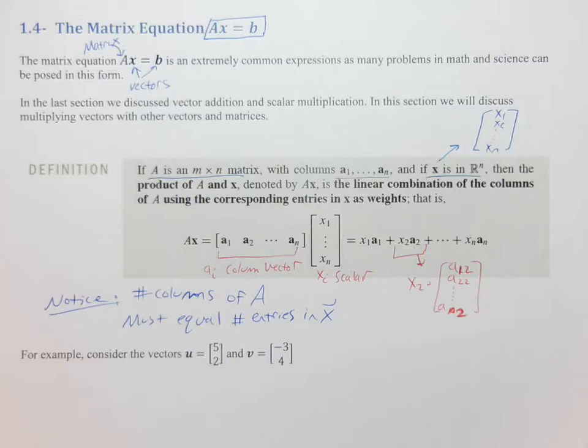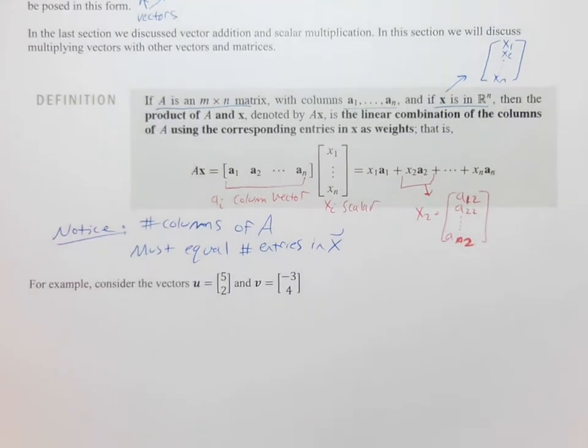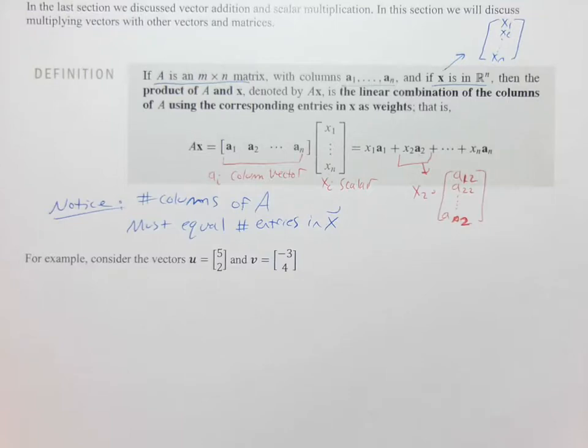And so let's relate this back to the last section. Last section we were doing scalar multiples of vectors and then adding them together. Let's remind ourselves some of that language. For example, let's consider these two vectors. U is 5, 2, and V is minus 3, 4.